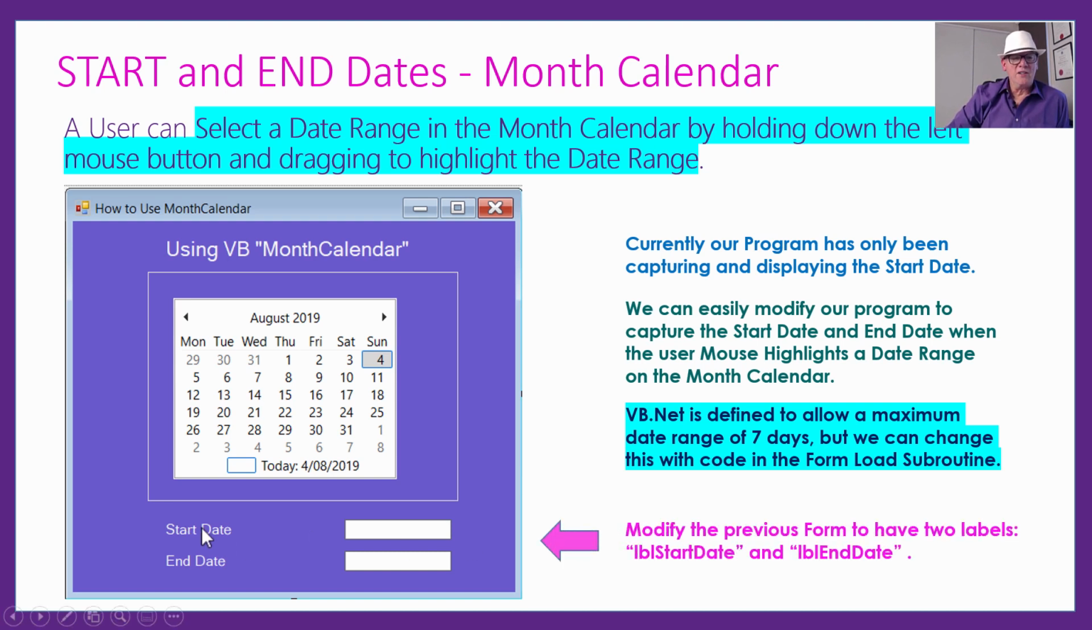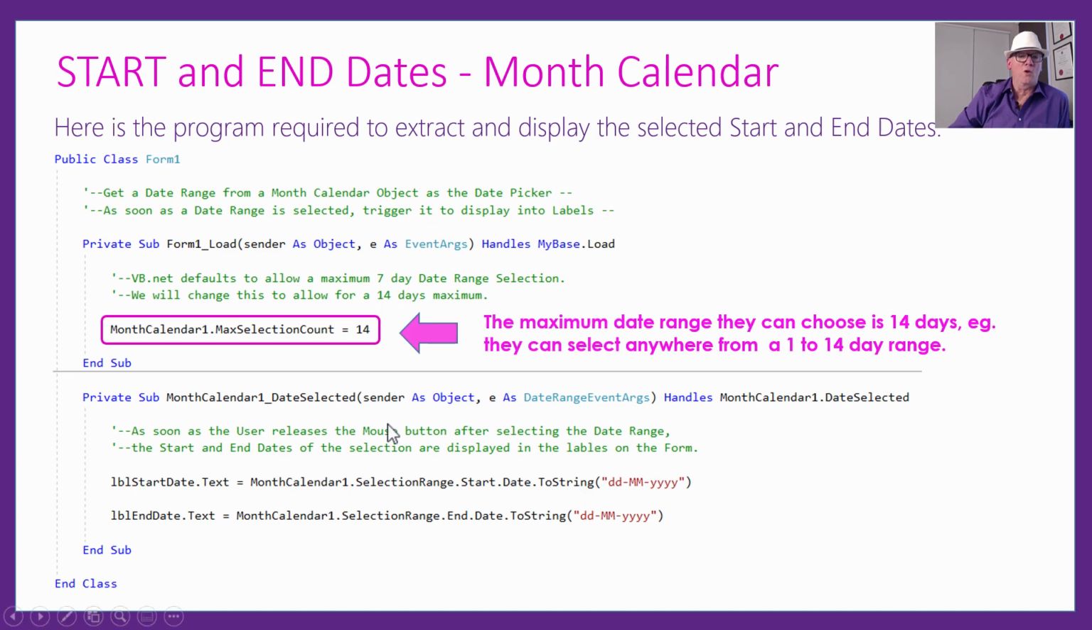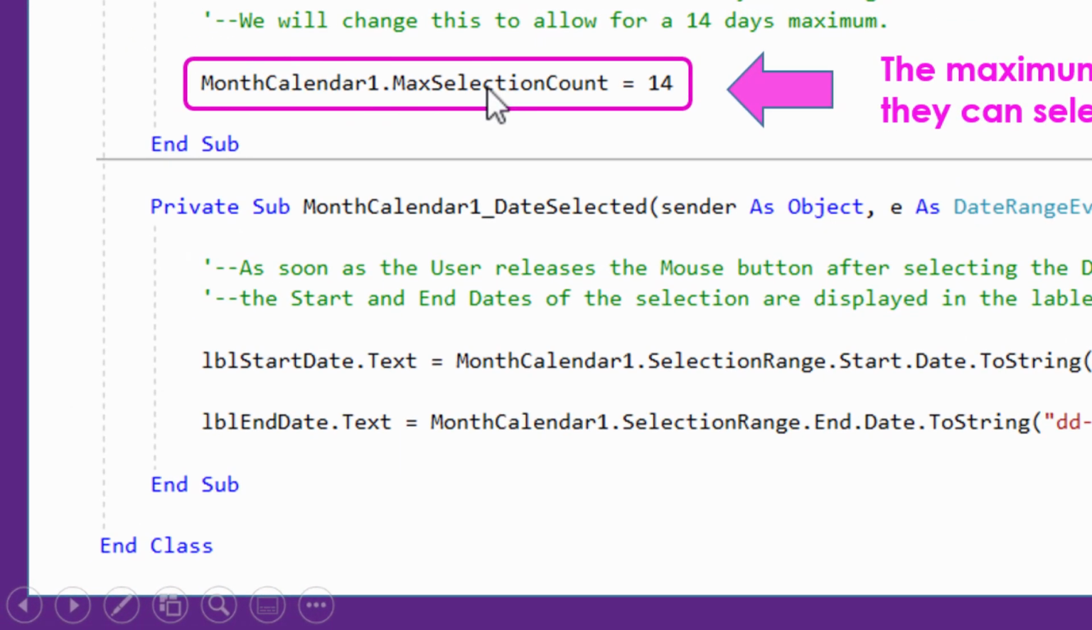So we're going to have now start date and have our label here called lblStartDate. So we can just rename the one that was there to lblStartDate. We need another label down underneath it, and that's just going to be for the end date. So that's lblEndDate. So we need those two labels on there. And then we're going to be able to look at what happens when they drag the mouse to select a date range. Okay, now to set it up to 14 days instead of 7, all we do is in this form load routine here, where we just change that max selection count, we'll just change it to 14 instead of the default 7.